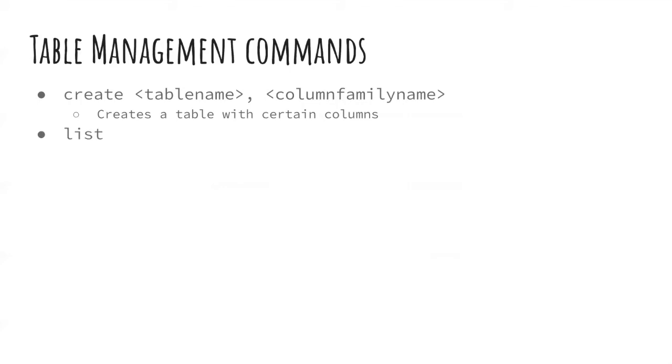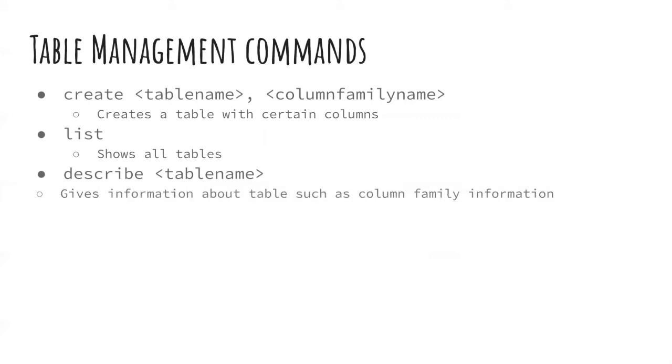List shows all the tables in your HBase system. Again, pretty straightforward. Next is describe. When you describe, you have to specify a certain table name, and describe pretty much gives all the information about the table, such as its column families information, like the data size of it, stuff like that.